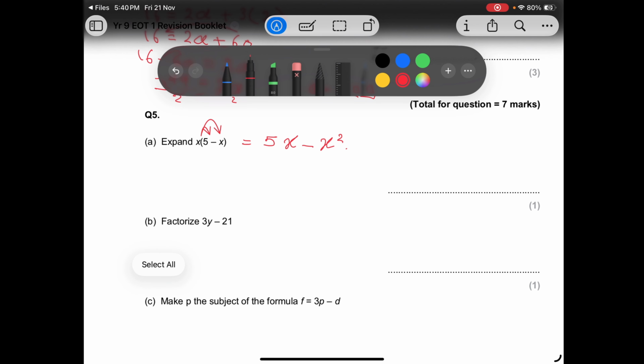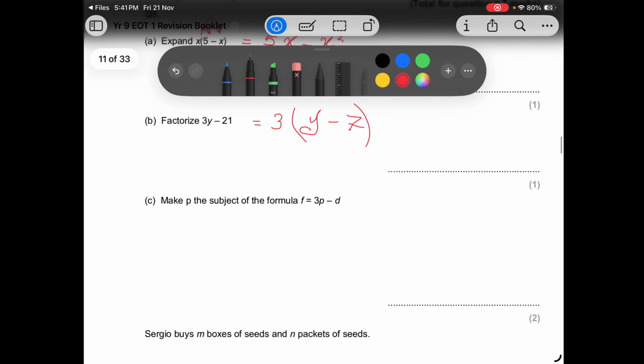Here factorize to have 3y minus 21, and there's two terms here. This is one term and this is the other term, okay? And in these two terms there's something in common, and the something in common is 3, because I looked at 21 as 3 times 7, so I can factor out 3. If you factor out 3, it will be y minus 7. Why is that? Because 21 is 3 times 7.